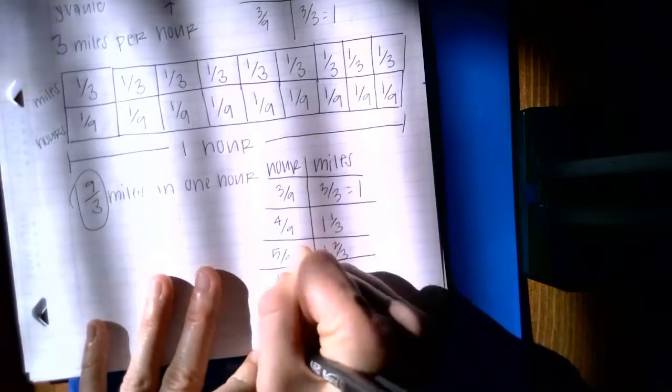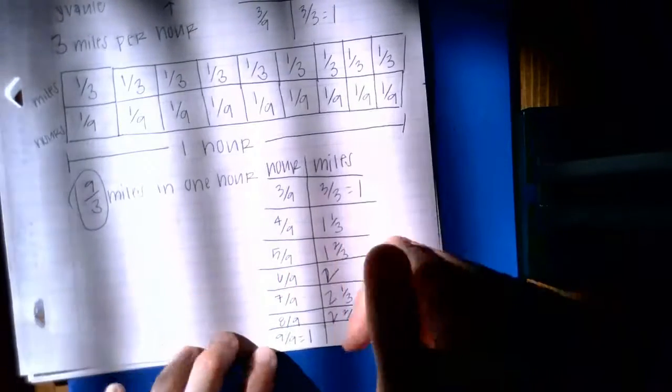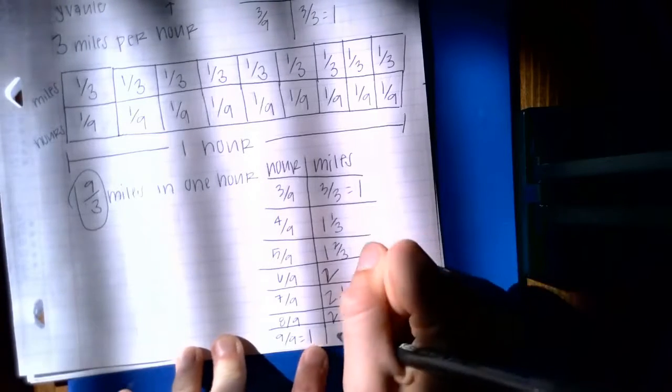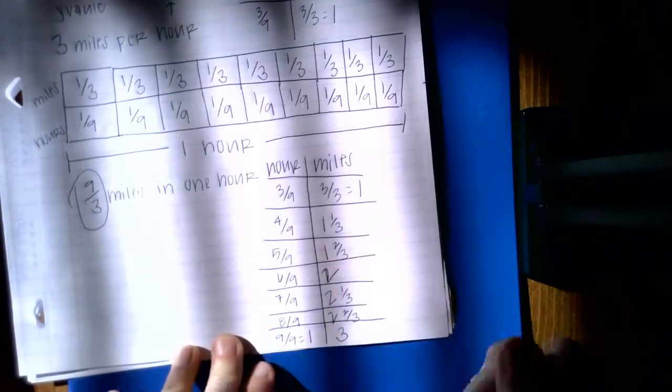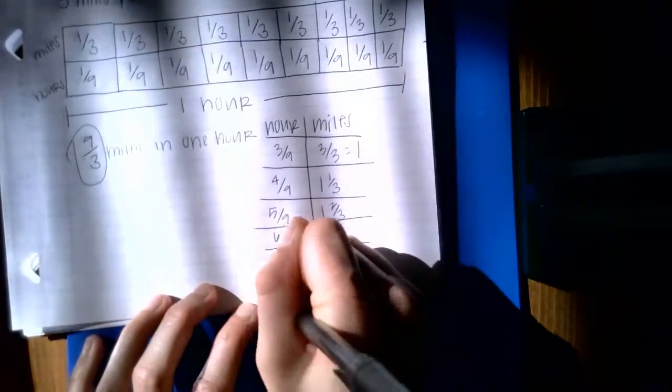And then finally 1 hour, or 9/9, would be 2 3/3, or 3. So notice how we got the exact same answer. In 1 hour he will have gone 3 miles.